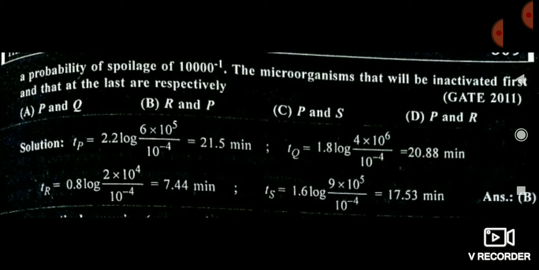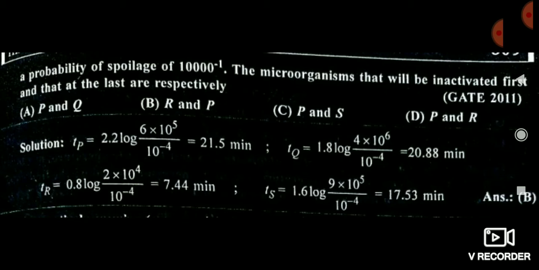All of you know that we have studied the formula for calculating the processing time, that is F is equal to D into log base 10 of N naught by N. Everyone has studied this in my previous slide. So you should simply apply that formula and you can calculate for all these, P, Q, R, S. And here you see that for all of them it is calculated.